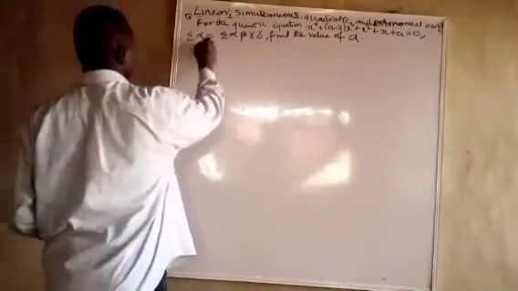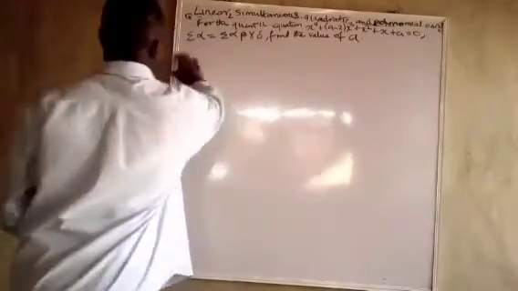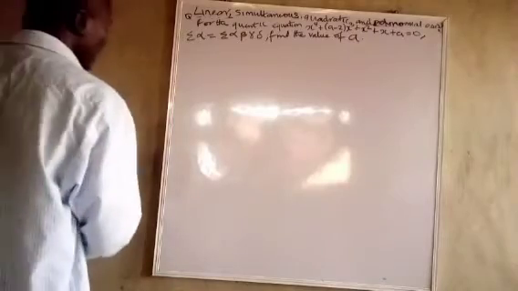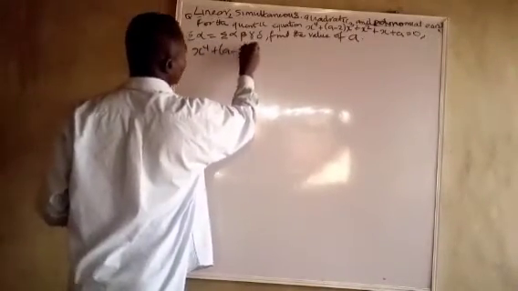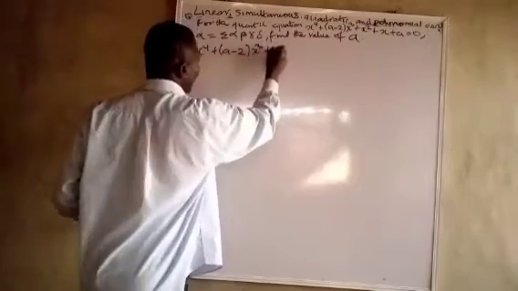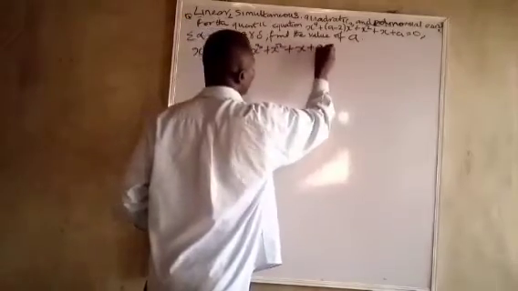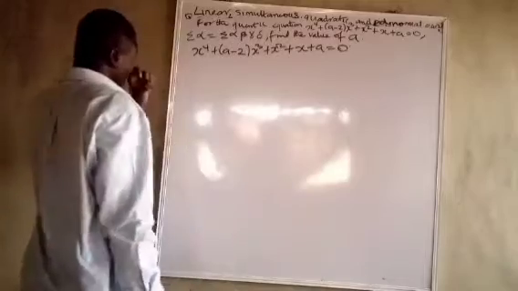So you can see, we have this x raised to the power 4. For the quartic equation, x raised to the power 4 plus a minus 2 times x cubed plus x squared plus x plus a equals 0, summation alpha equals summation alpha beta gamma delta. Find the value of a. So our equation is x raised to the power 4 plus a minus 2 into x cubed plus x squared plus x plus a equals 0.